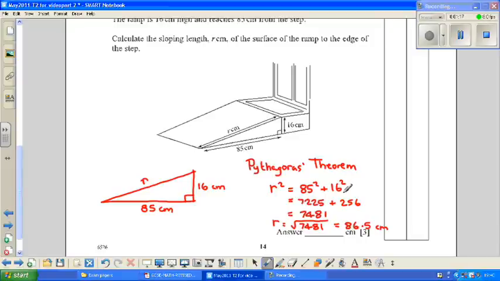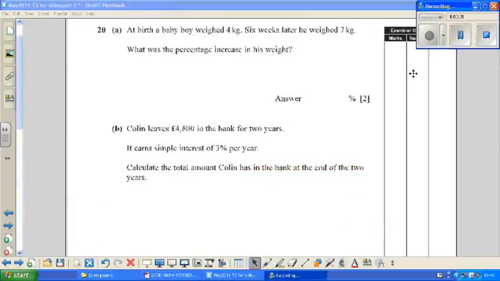So obviously you need a calculator for this one. 85 squared is 7225, 16 squared is 256. When you add those together you get 7481. So we know that R squared is equal to 7481, but we have to find out what R is. So we've got to do the opposite of squaring, and that's called the square root. So we find the square root of 7481. There's a special key in your calculator. When you key that in, you get the answer 86.5.